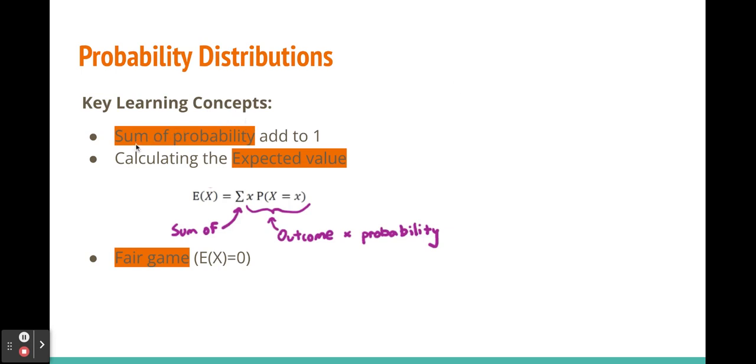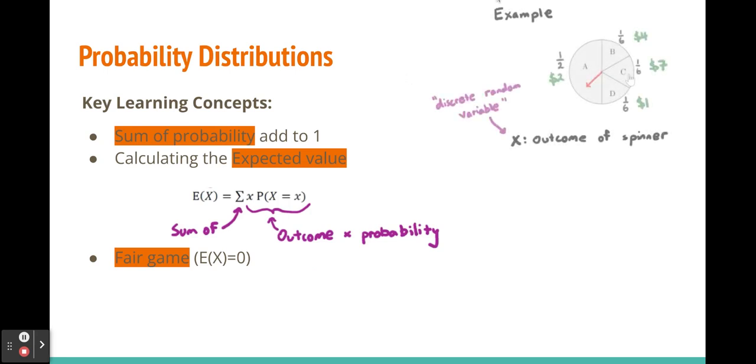These are the key learning concepts for this video. We have to remember that all our probabilities must add up to 1. We're going to be calculating what's called the expected value. The expected value is going to be the sum of all the outcomes multiplied by their probability. And then in our last examples, we're going to see how we determine if a game is fair or not. So let's look at an example.